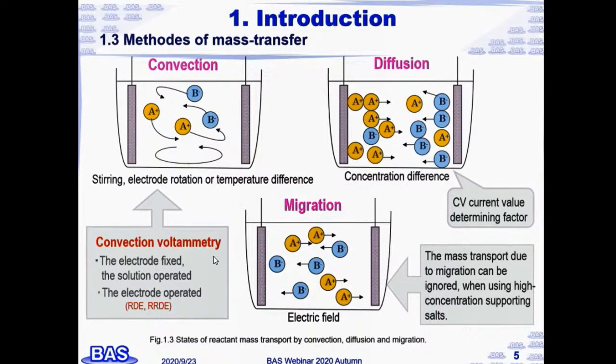During convection voltammetry measurement, if the solution is stirred, the flow of the solution is not stable, so it is difficult to mathematically analyze the transport rate. The hydrodynamic voltammetry, RDE and RRDE measurement introduced today, is a forced convection voltammetry that can quantify mass transport on the electrode surface.